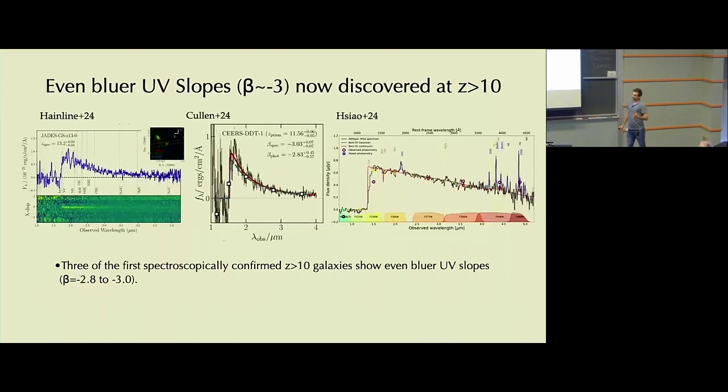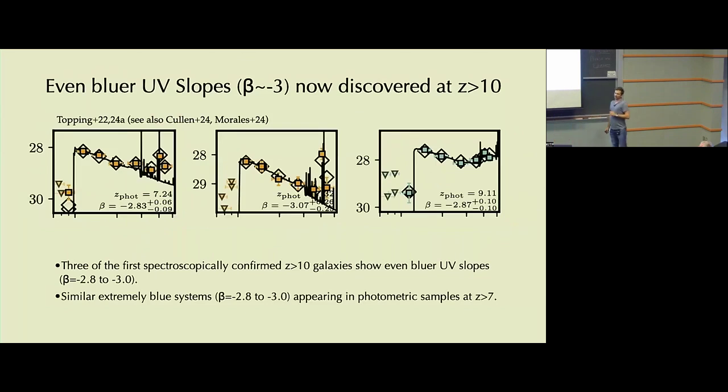Now, as we heard yesterday in Kevin's talk, even bluer UV slopes are now discovered at redshift 10. It's pretty striking that in the first handful of spectroscopically confirmed galaxies that we've been able to achieve with JWST, 3 of them show UV slopes between minus 2.8 and minus 3. You can see these here. We see similar extremely blue systems photometrically at redshifts above 7. And of course, you'll note that these values, UV slopes approaching minus 3, are bluer than the intrinsic nebular and stellar continuum.